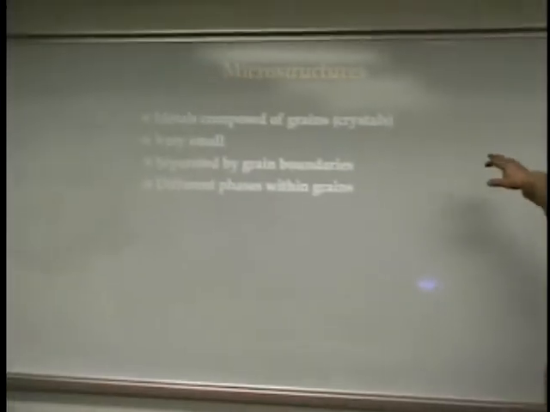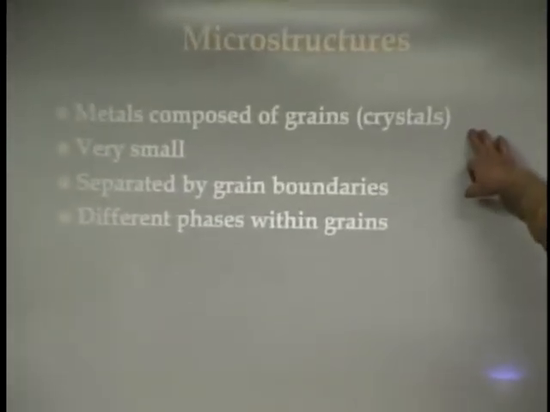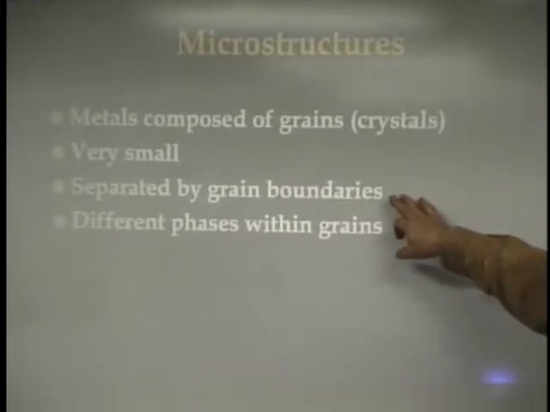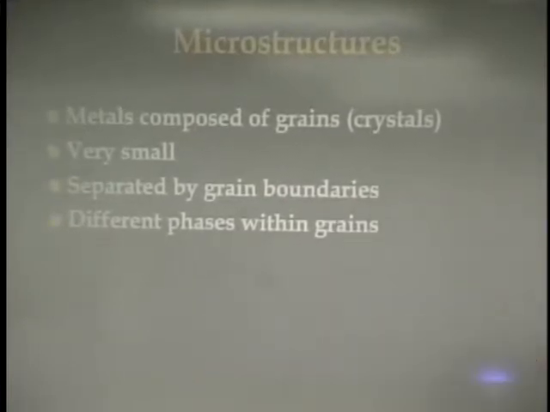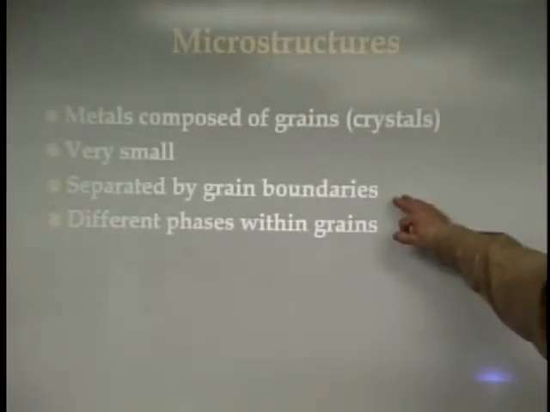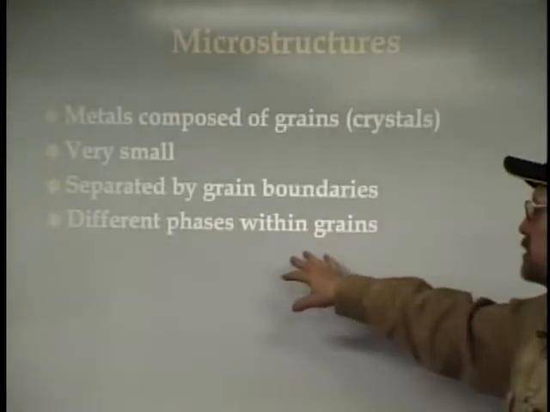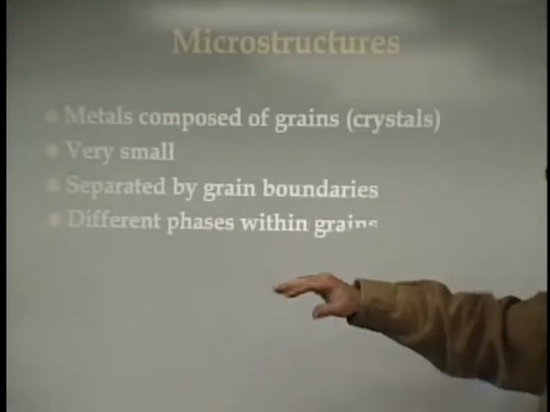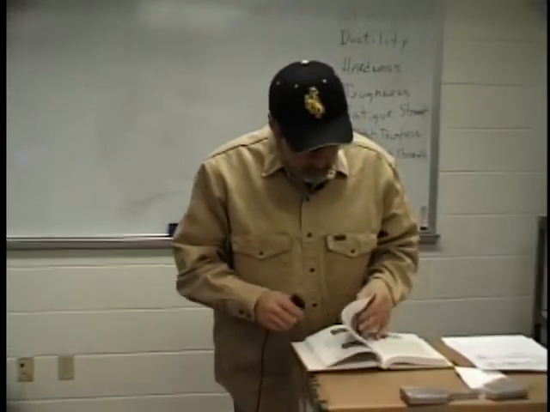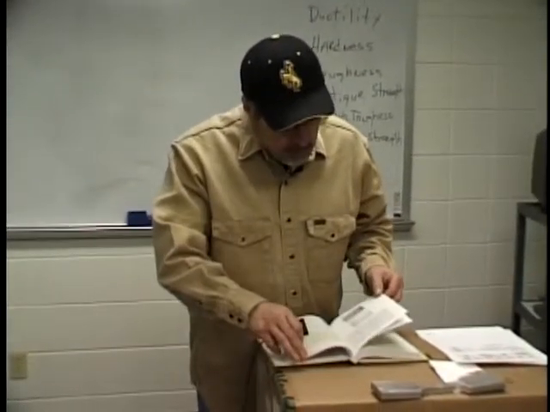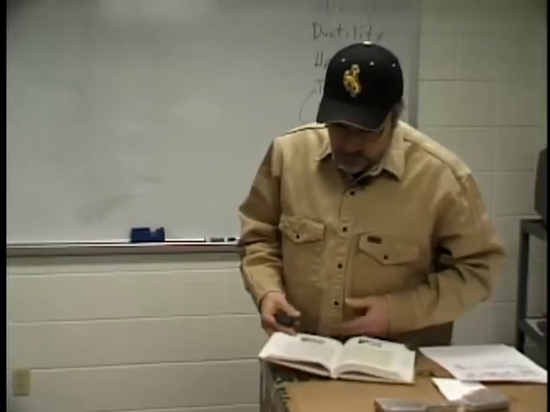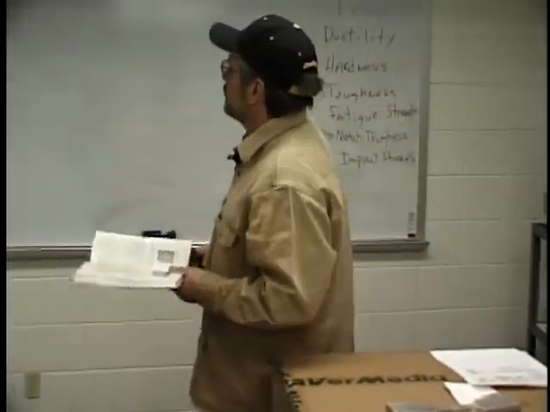Microstructures. Metals are composed of grains or crystals. They're very small. They're separated by grain boundaries. And they actually consider grain boundaries to be discontinuities because it's an interruption in the nature of the material. And there are different phases within grains. We just talked about how it can change phase as it's cooling. The different phases are ferrite, cementite, austenite, bainite, pearlite, and martensite.